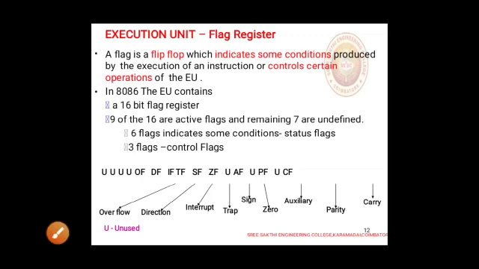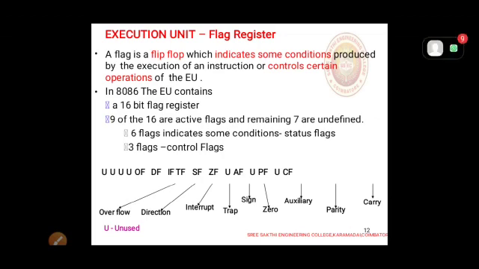In the execution unit, it has the 16-bit flag register. The flag is a flip-flop which is used to indicate some status, which means it indicates some conditions, which means it indicates some result of arithmetic operations. Here it has a 16-bit flag register. 9 bits are active flags and the remaining 7 bits are unused flags. The 6 flags indicate some condition, which are status flags. The 3 flags are control flags.